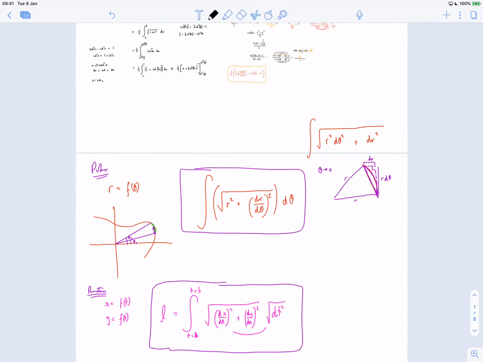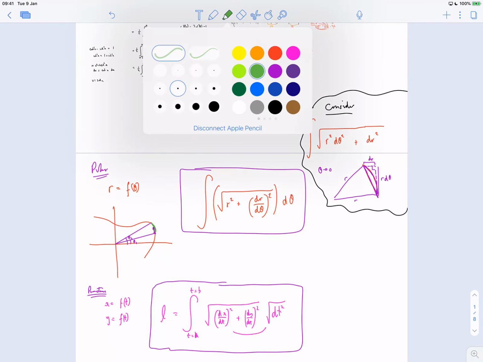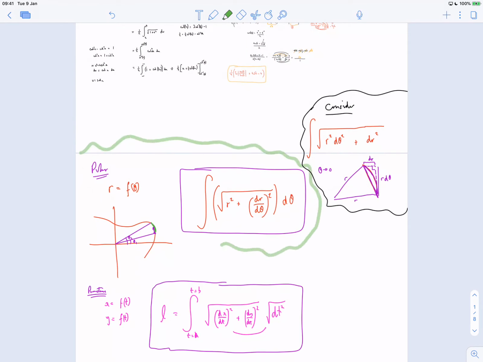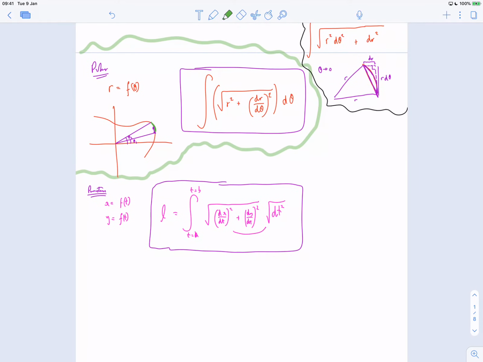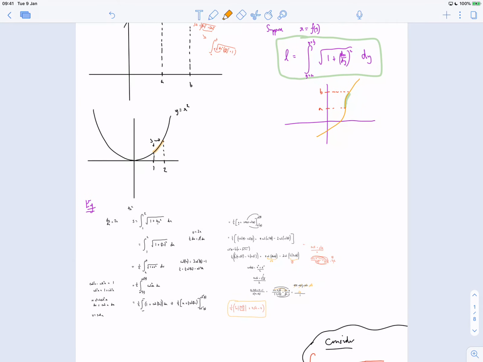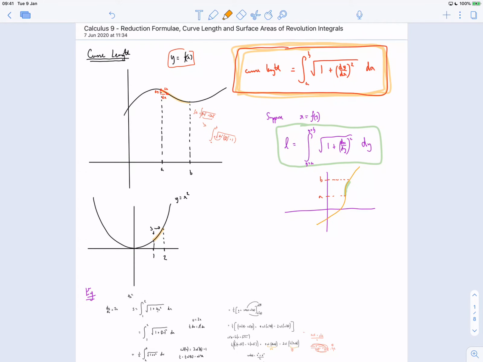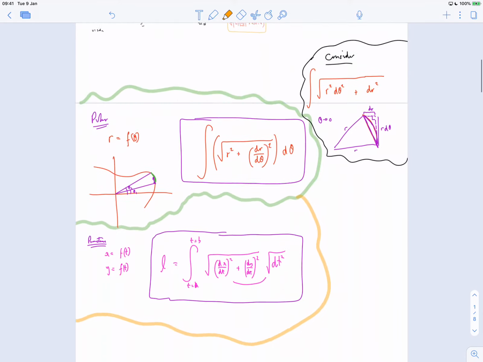So this was "consider..." and this we're going to make big. For the polar case we've got this. For the parametric case, we've got this, and for the normal Cartesian stuff, we've got that. Now there's various things here, because now we're going to be looking at surface areas.